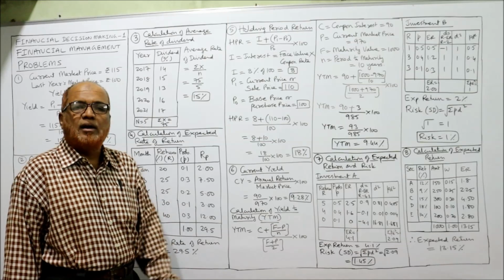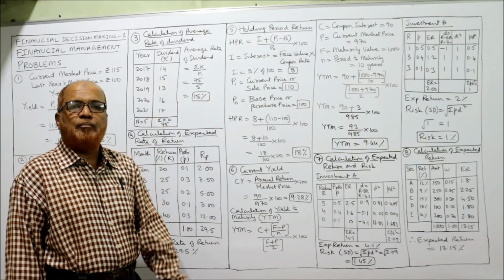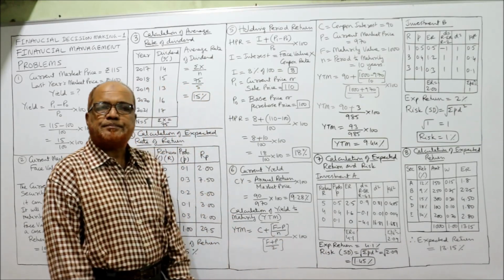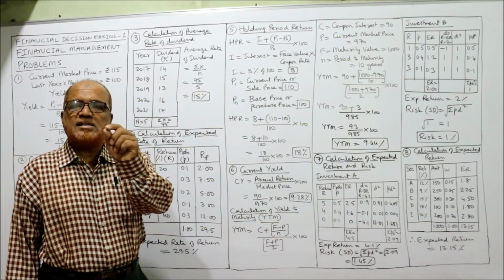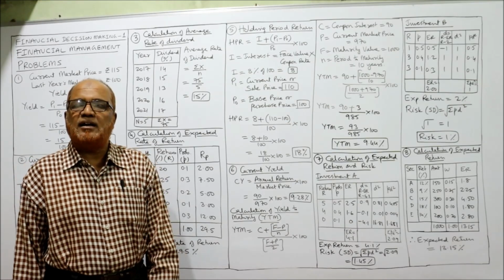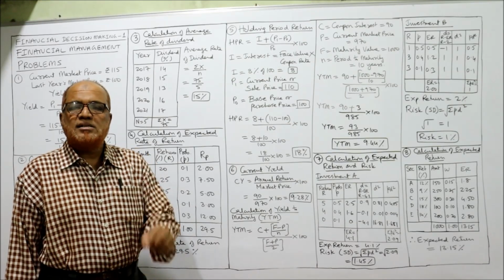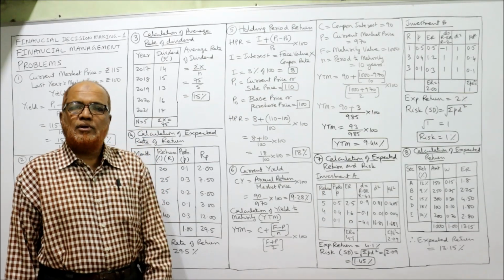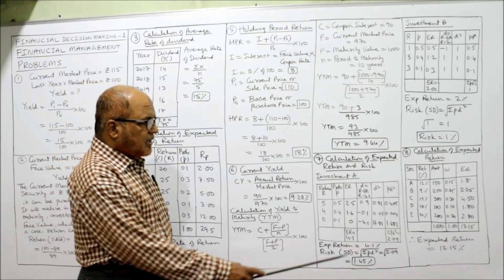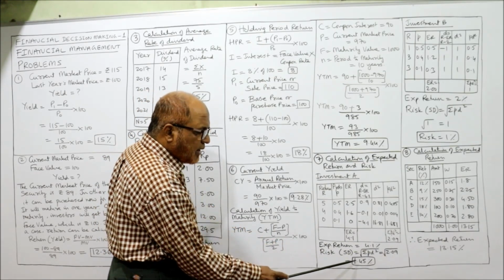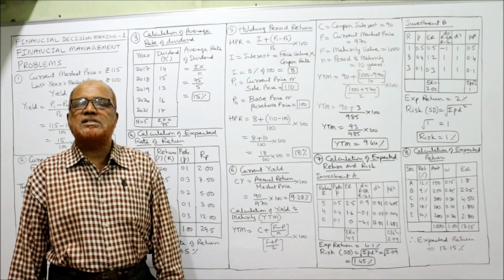Now add the total of PD square. The total of PD square is 2.09. 2.09 is the summation PD square. Now the formula for standard deviation is summation PD square under root. That is 2.09 under root. So after root you are getting 1.45%.